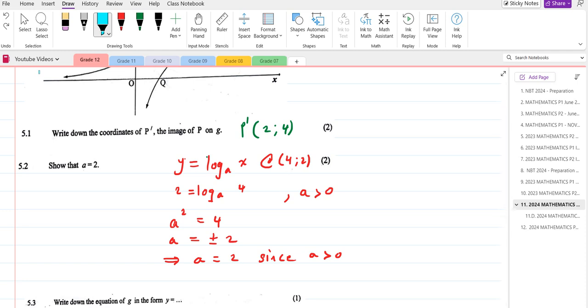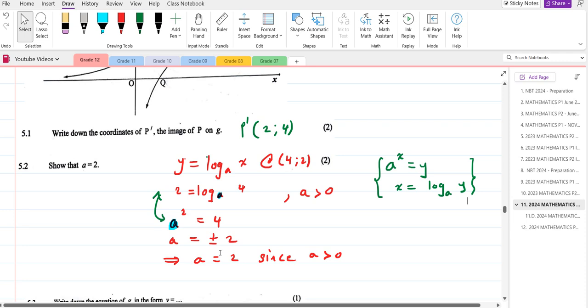So now what? Remember how to transform the log. Base remains base in both cases: the exponential base and the log base are the same. So when you're switching it around, from logs to exponential, if you have a to the power x is equal to y, then if you're solving for x, it's going to become log y base a. So remember this transformation. Okay, so a is equal to 2, we showed it.